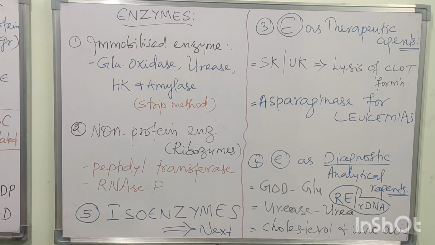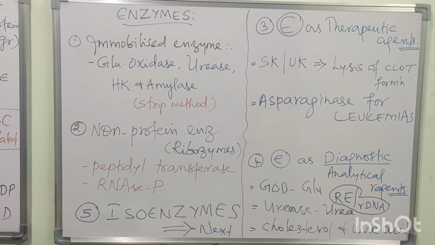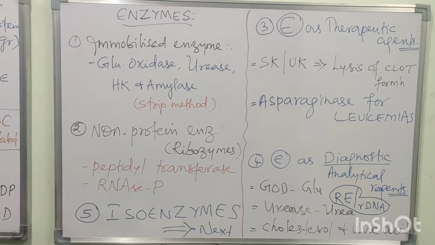Okay. Amylase is found in both saliva and pancreas. The second one is non-protein enzymes, otherwise known as ribozymes. Ribonucleic acids acting as enzymes are called ribozymes. Another name is non-protein enzymes. The examples are peptidyl transferase, and second, RNase P, capital P.